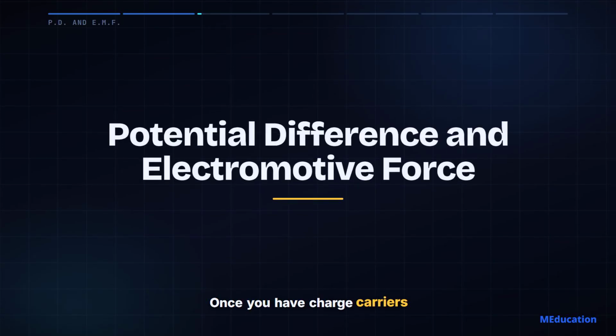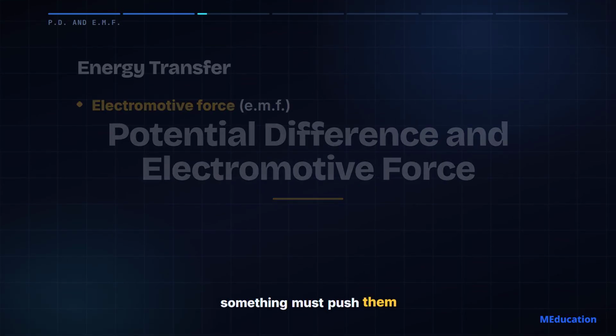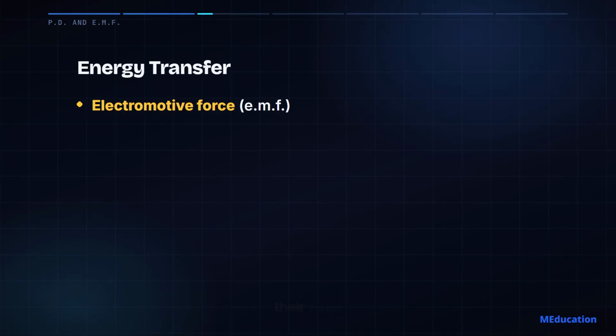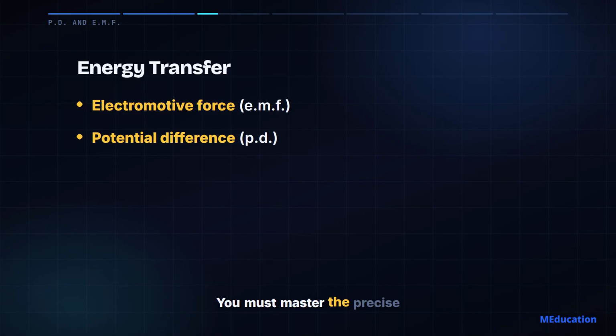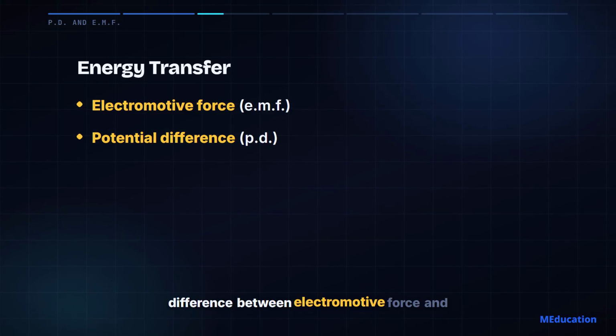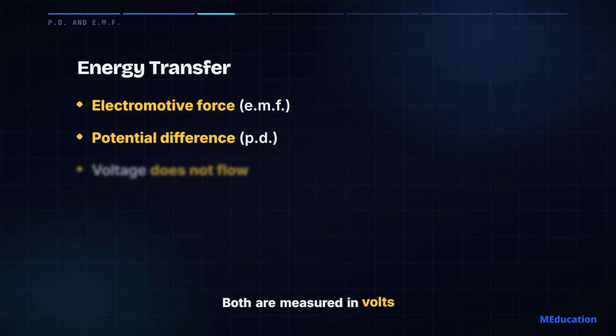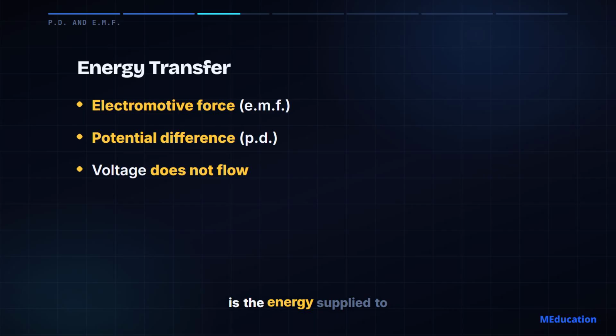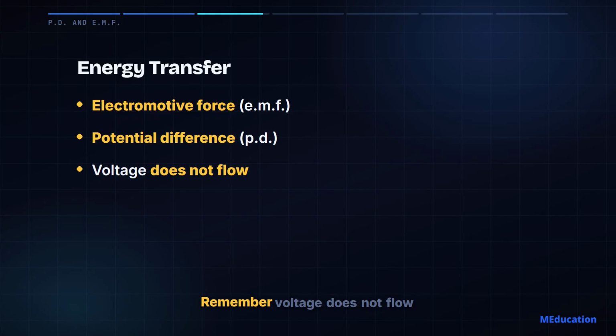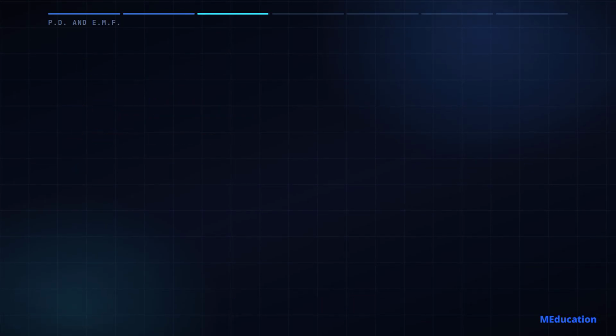Once you have charge carriers, something must push them. This is where examiners set their traps. You must master the precise difference between electromotive force and potential difference. Both are measured in volts, but E.M.F. is the energy supplied to the charges to drive them, while PD is the energy the charges deposit into components. Remember, voltage does not flow.